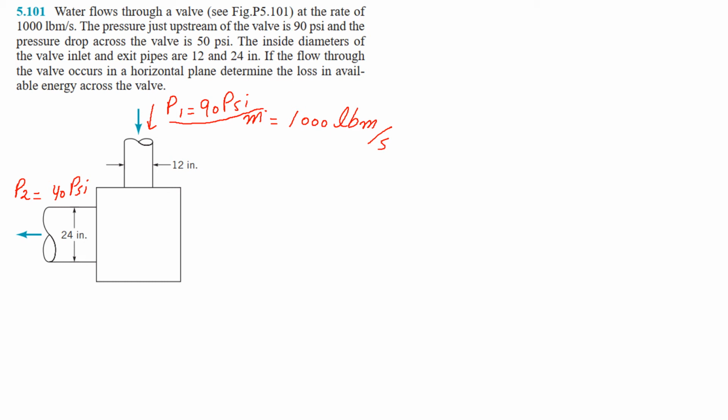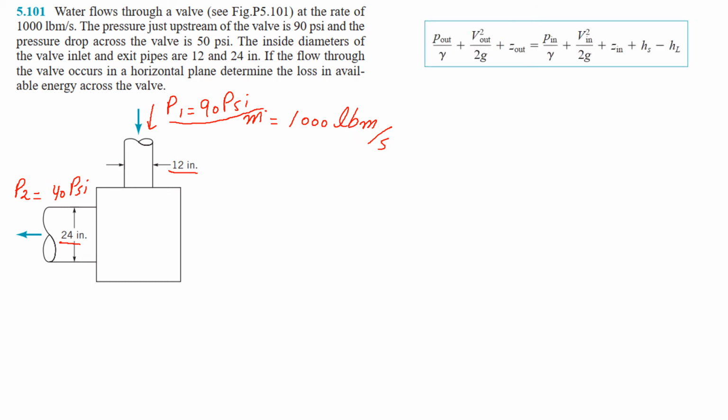The inside diameter of the valve inlet is 12 inches. This is the inside diameter at the inlet of the valve, and at the exit it is 24 inches. If the flow through the valve occurs in a horizontal plane, determine the loss in available energy across the valve. So what we are going to do is find the loss in the available energy across the valve.